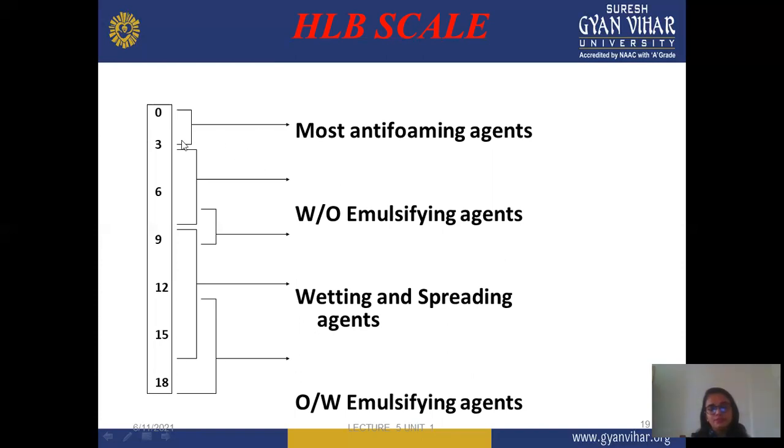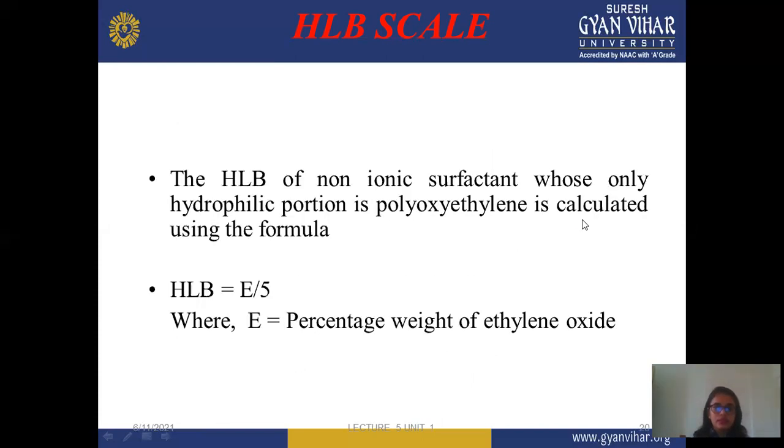If you require W/O, or more oil soluble compound surfactant, then you can select between 0 to 9. And if you require water soluble or hydrophilic nature surfactant, then you select between 9 to 15 or maybe up to 18. This is all about the HLB scale. The HLB of a non-ionic surfactant whose only hydrophilic portion is polyoxyethylene is calculated using the formula HLB equals E divided by 5, where E is the percentage weight of ethylene oxide. It's the formula for the HLB scale. With the help of this formula, you calculate the HLB value.